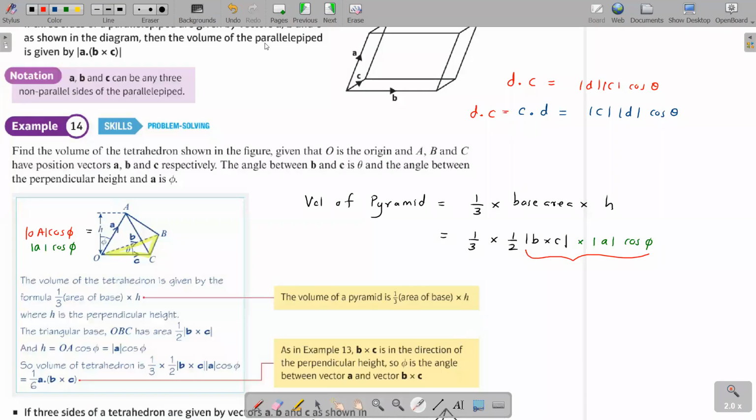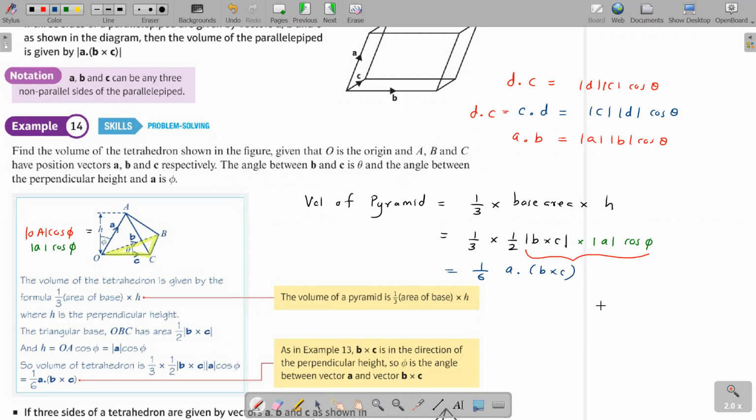Okay, so basically C dot D by C dot D, I'm just using the same rule as A dot B. Modulus A, modulus B, cos theta, I'm using the same exact rule. So then here, this is basically what? 1/3 into 1/2 is 1/6. This is A dot B cross C. Okay, A dot B cross C.